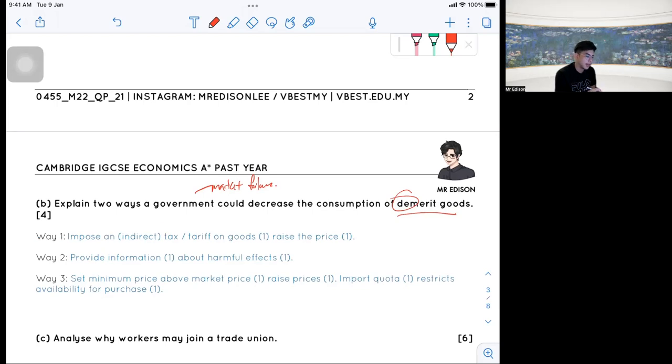The first one is tax. Use tax, make it more expensive. So when it is more expensive, you don't feel like buying it. Another one is provide information about the harmful effect. This is what we call reduce the information gap.